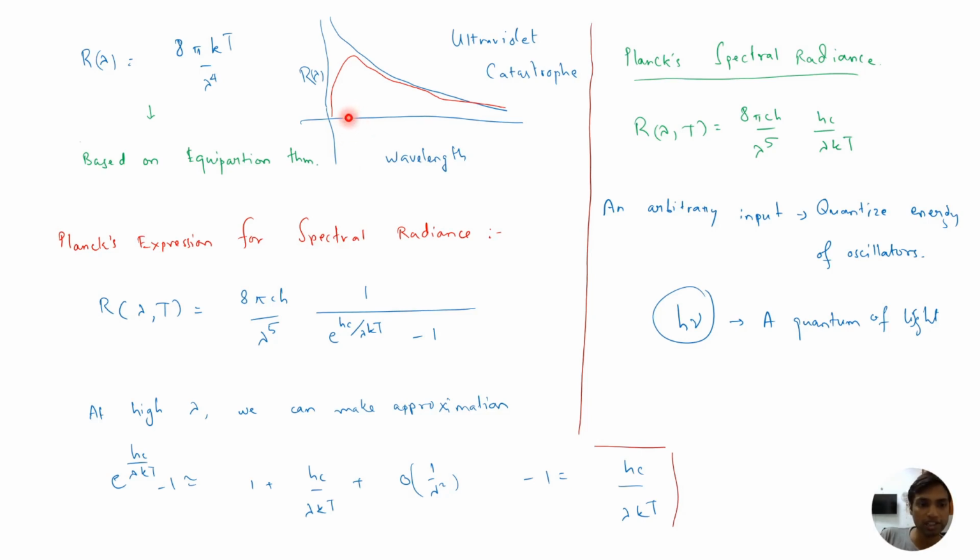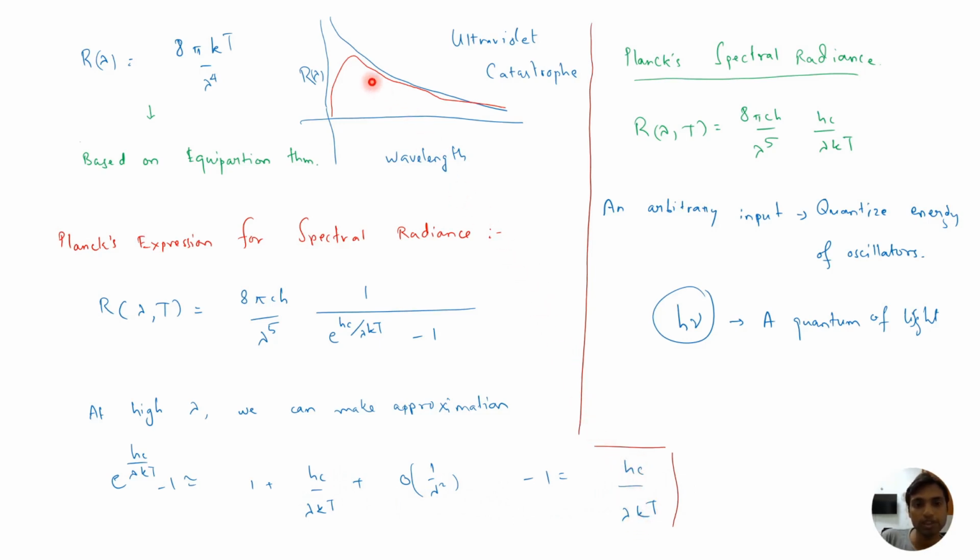To solve this, Planck assumed that the energy can be absorbed only in steps of some particular integral multiple of energy packets h nu. When he assumed that, he got this formula of spectral radiance, and at high wavelength it matches very nicely. At high wavelength, lambda will be very high, so hc by lambda kT will be small, and here you can expand up to terms of the order of 1 by lambda, and what you get is hc by lambda kT. So it goes as 1 by lambda.